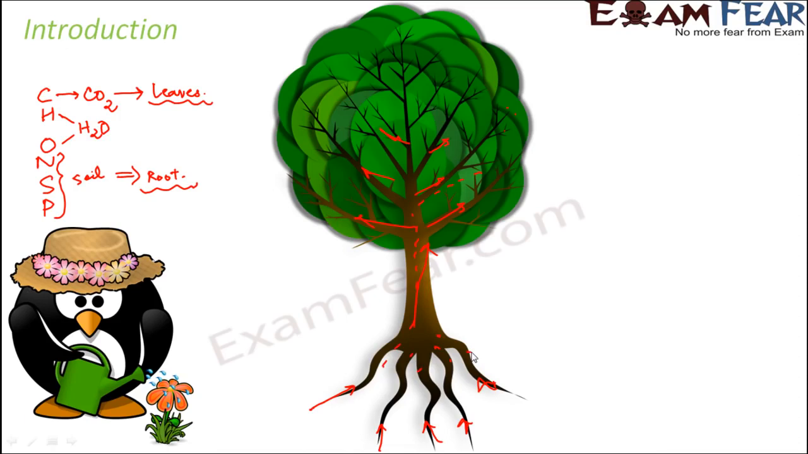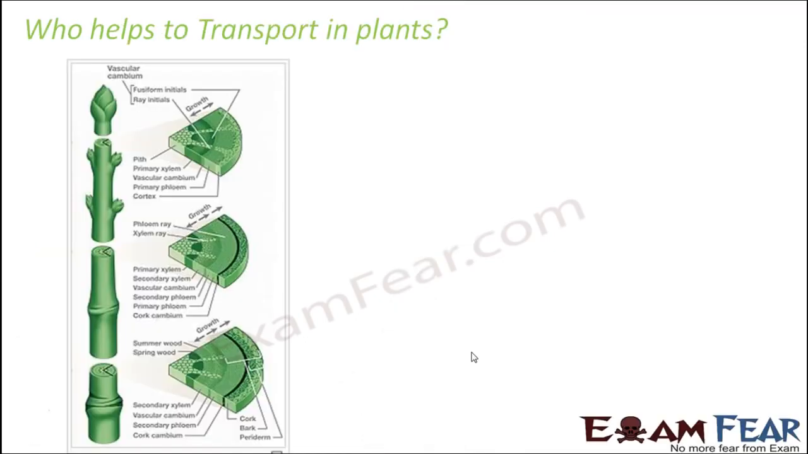So this process of transport of minerals, water and food to different parts of the plant needs a means of transportation. So here we will see how all these different things are transported to different parts of the plant. Now the question is, who helps to transport in plants?